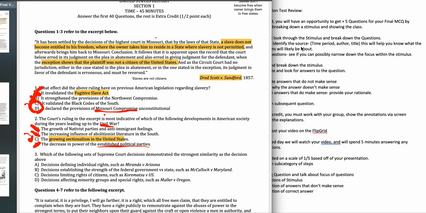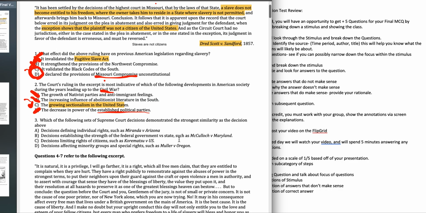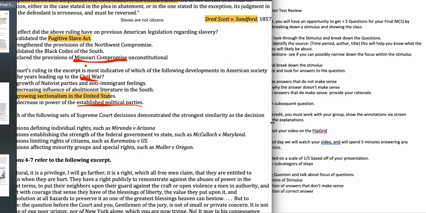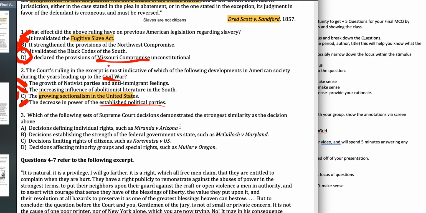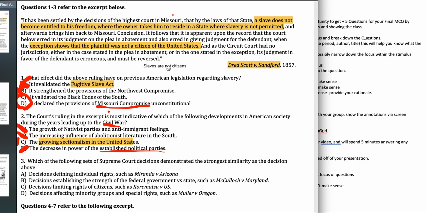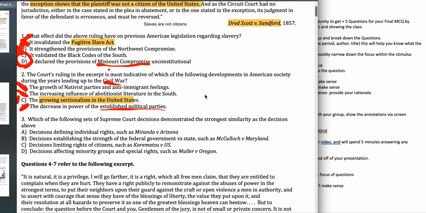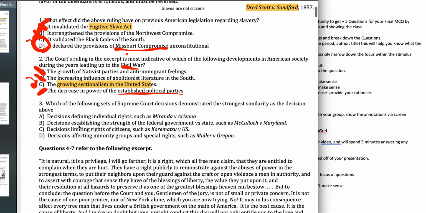Now, we're going to go to question number 3, which I think is a harder question for sure because we haven't learned about some of these court cases yet, right? So, which of the following sets of Supreme Court decisions demonstrated the strongest similarity as the decision above? So, this decision again said slaves are not citizens, they can't sue. Okay, so what does that mean? Well, decisions defining individual rights. Well, definitely sounds that individuals have rights, right?